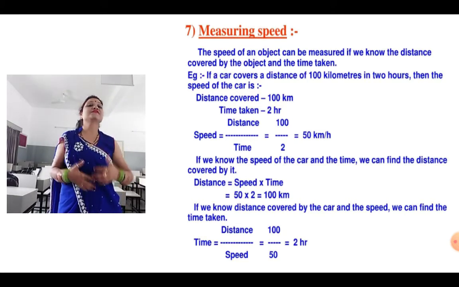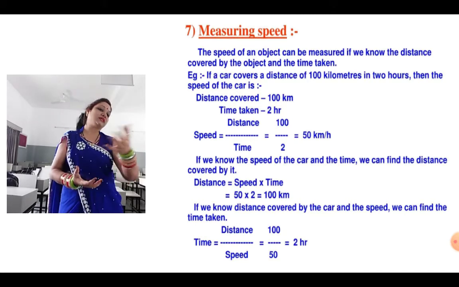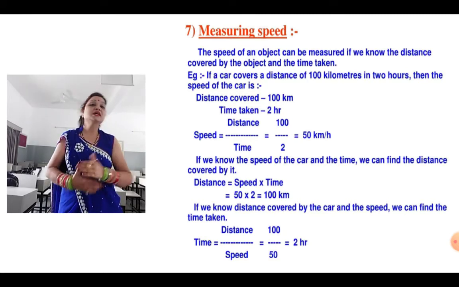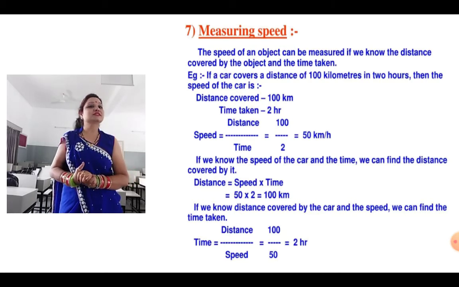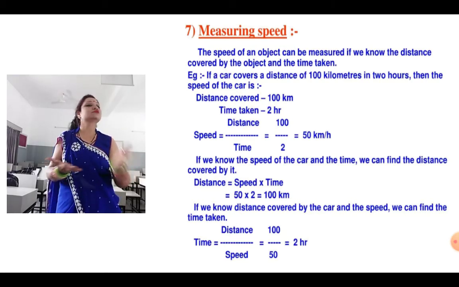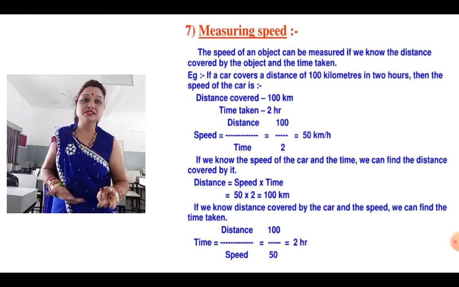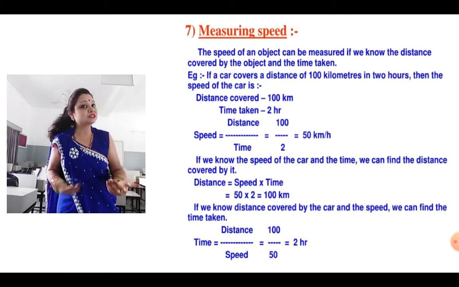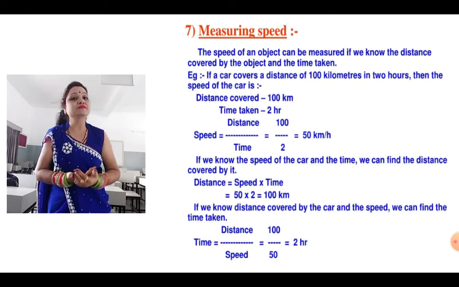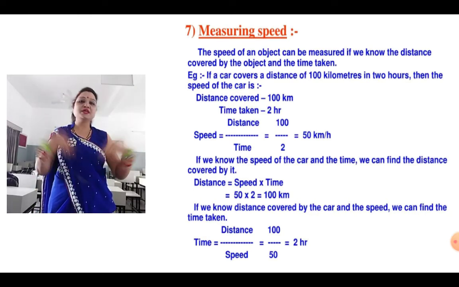So simply, if I give you a numerical to solve, like here I have shown you a few numericals, I will give you some more for practice, to do yourself. Like take this example: if a car is covering a distance of 100 kilometers in 2 hours, then the speed will be total distance, that is 100 kilometers, divided by total time, that is 2 hours. So the answer will be 50.